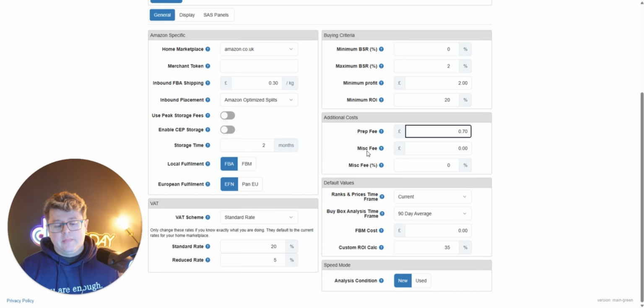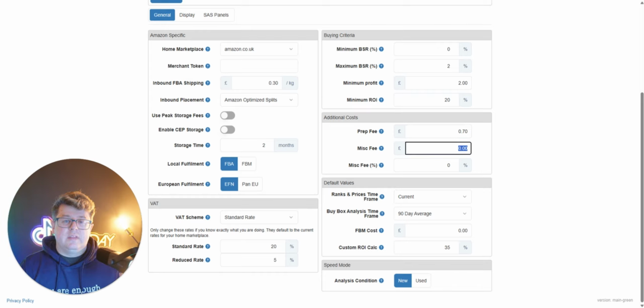Then we have the MISC fee. So this is one to take into consideration if you're using poly bags at all, or if you've got boxes which you're paying for. You will want to be working out how much that is on average and then inputting this fee here. You can do that as a MISC fee percentage, but what I would do is usually add this MISC fee as around 20 pence per unit, because that will cover a poly bag. I'm already overestimating my prep fee per unit, and that could go into box costs for sending it into Amazon.